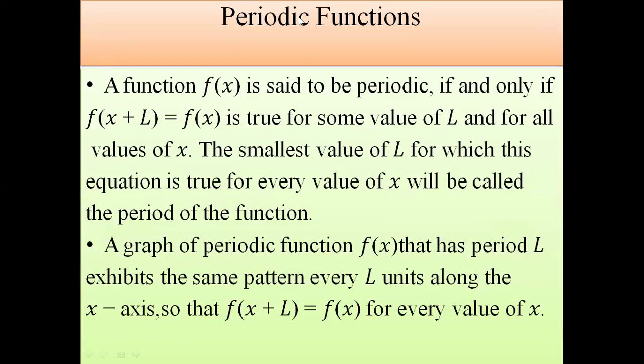A function f of x is said to be periodic if and only if f of x plus L equals f of x is true for some value of L for all values of x. The smallest value of L for which the equation is true for every value of x is called the period. A graph of a periodic function f of x that has period L exhibits the same pattern every L units along the x-axis, so that f of x plus L is equal to f of x for every value of x.